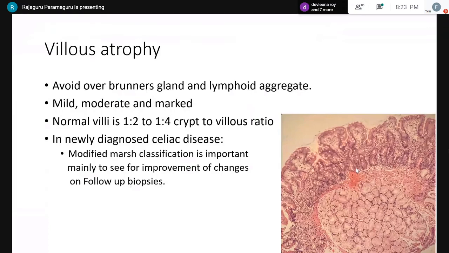And intraepithelial lymphocytosis will be the last to resolve. So we have to keep that in mind. And always when there is a clinical suspicion with a positive serology, it is right to give the modified Marsh classification and give a diagnosis of compatible or suggestive of celiac disease, because histopathology alone is not confirmatory. So you can give a comment saying that based on the clinical and the serological findings, the histomorphology is compatible with the diagnosis of celiac disease or suggestive of celiac disease, like that.